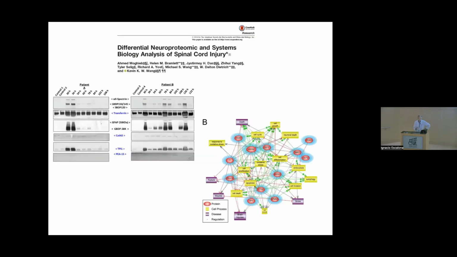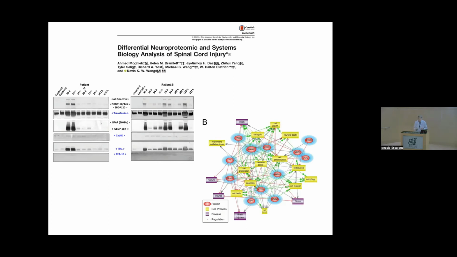This is a study we did with Michael Wang and colleagues and Kevin Wang at the University of Florida, where we're using differential proteomic and system analysis in spinal cord injury. And we've got these beautiful networks of the different types of proteins that are interacting, genes, proteins, and other cell signaling cascades that we're studying to figure out exactly what's the best way to approach this therapeutically.